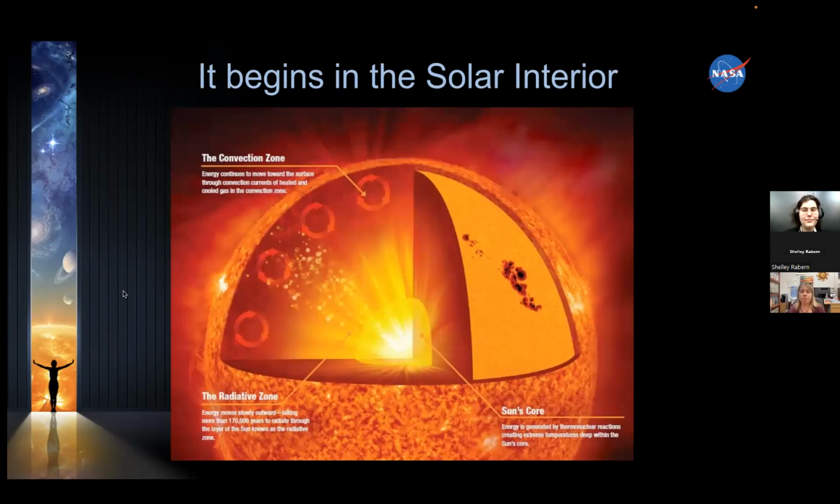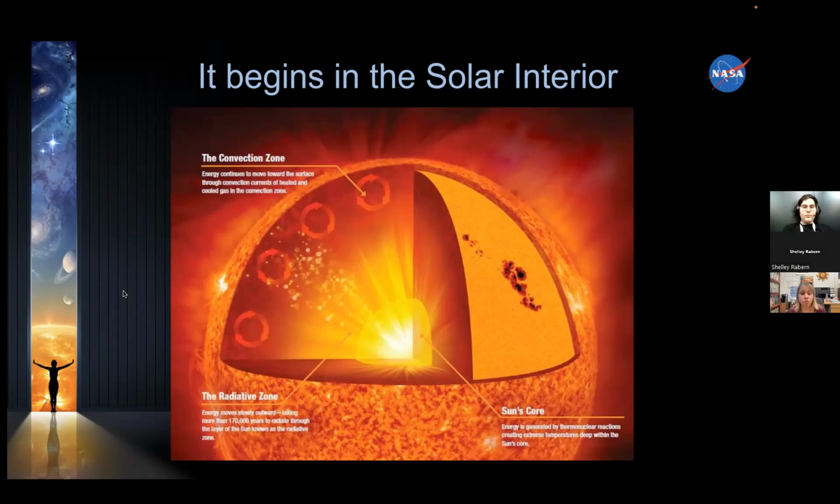Anyways, so everything kind of begins in the solar interior. I want to get us to the corona, but first of all, the energy of the sun comes from the sun's core, generated by thermonuclear reactions. Outside the core, there's a region called the radiative zone that goes out to about 70% of the distance from the center of the sun. And energy moves outward.